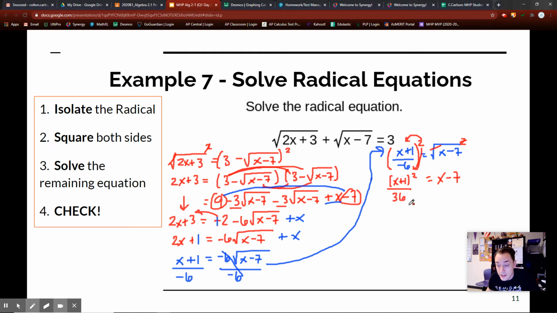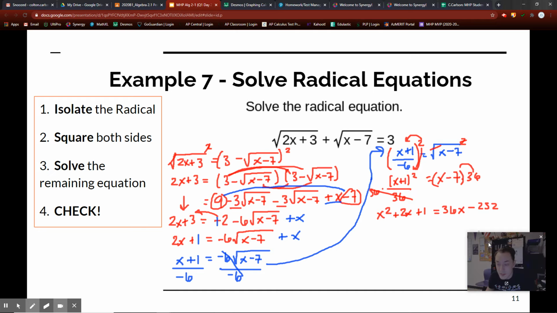I'm going to start FOILing this out, but before I do that, I'm going to multiply by 36 to get rid of this fraction because it is nasty. That goes poof. I know I'm skipping steps here because I'm trying to go fast, but I'm going to FOIL the numerator. X plus 1 squared is x squared plus 2x plus 1. This equals 36x minus 252. 36 times 7 is negative 252 because there's a negative there.